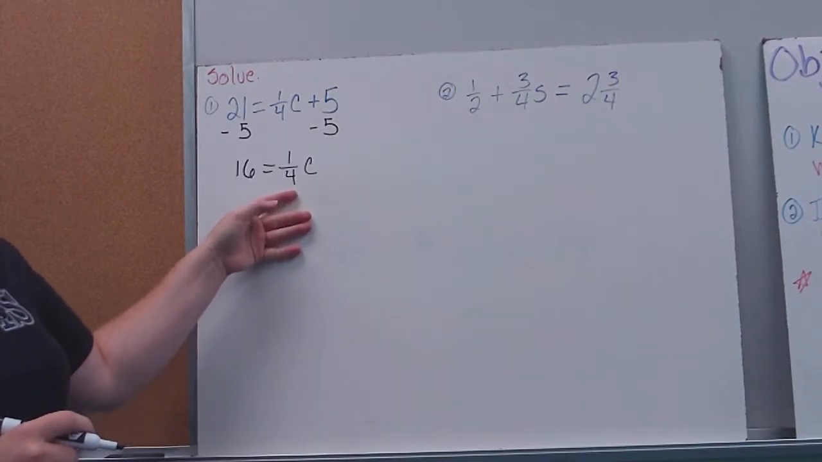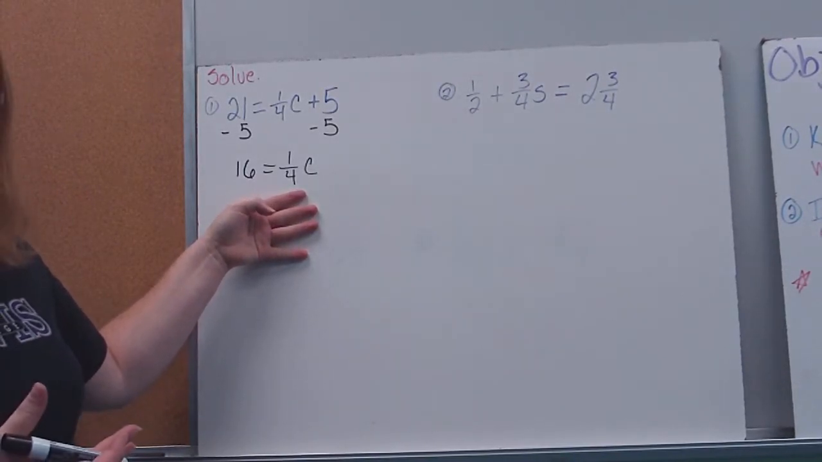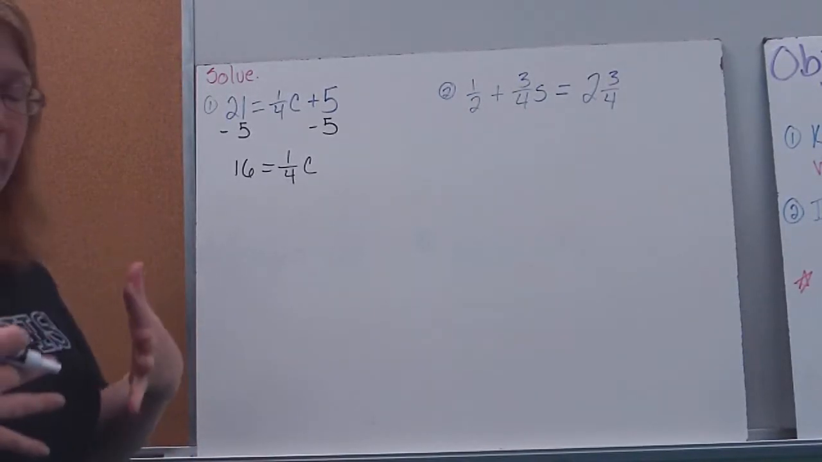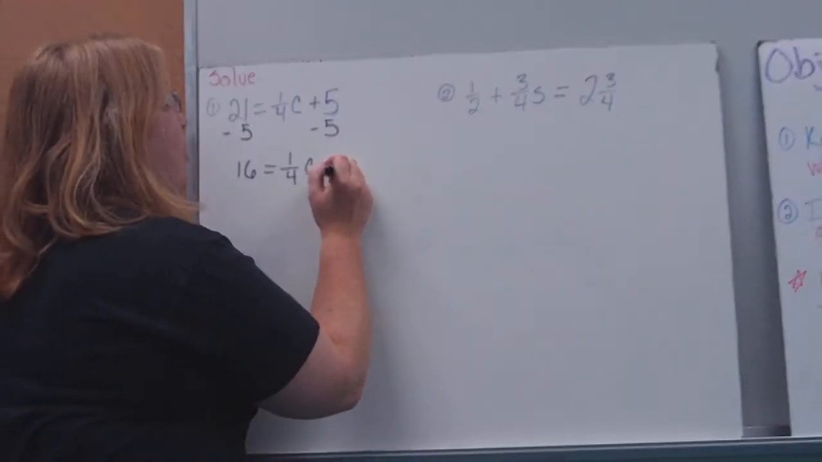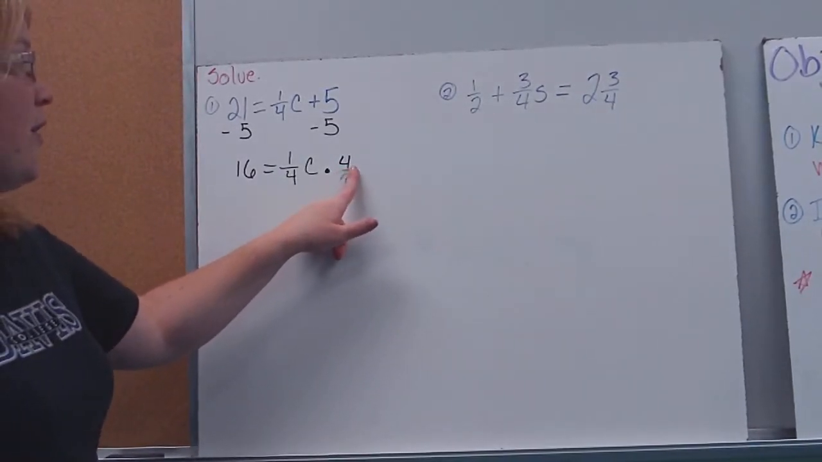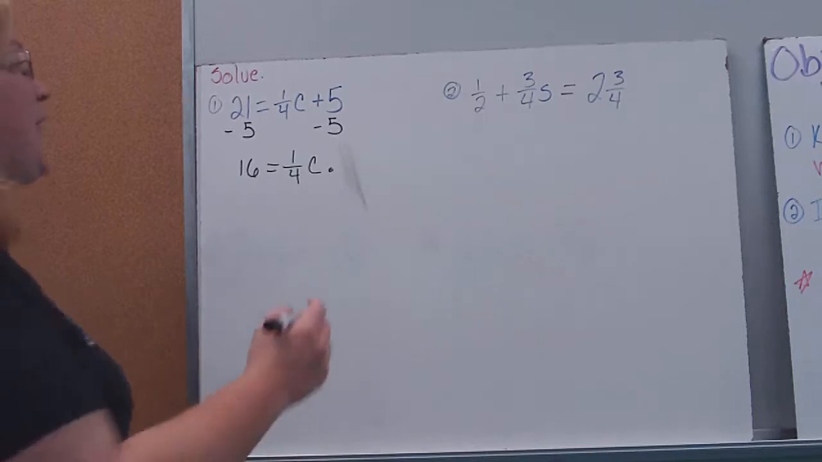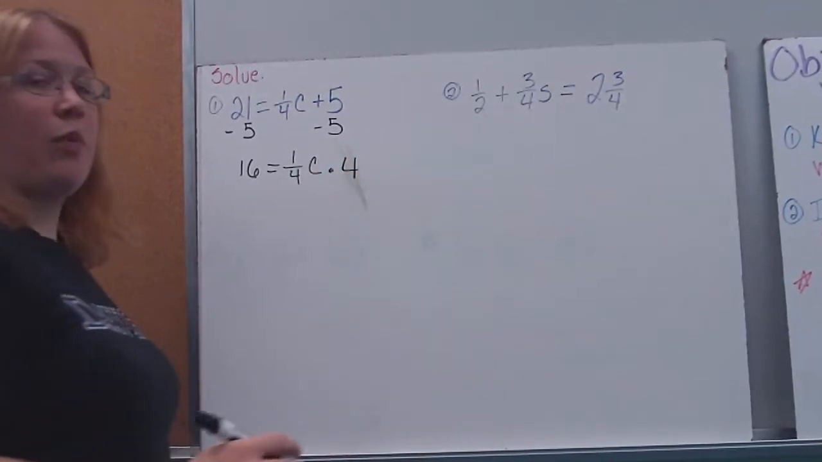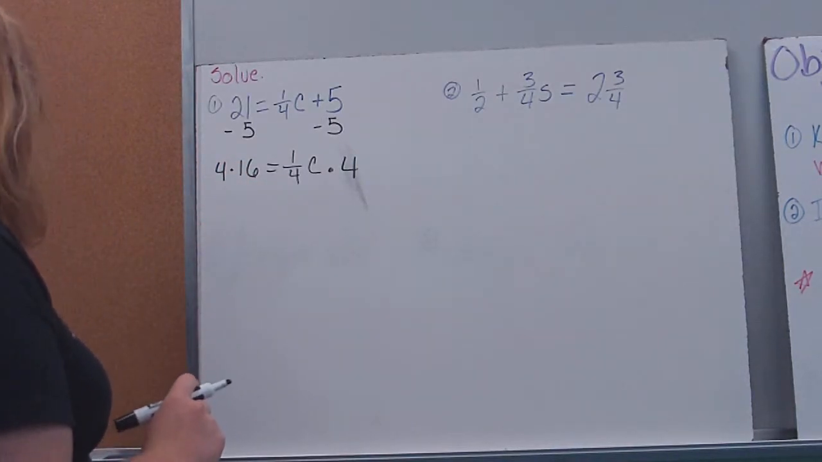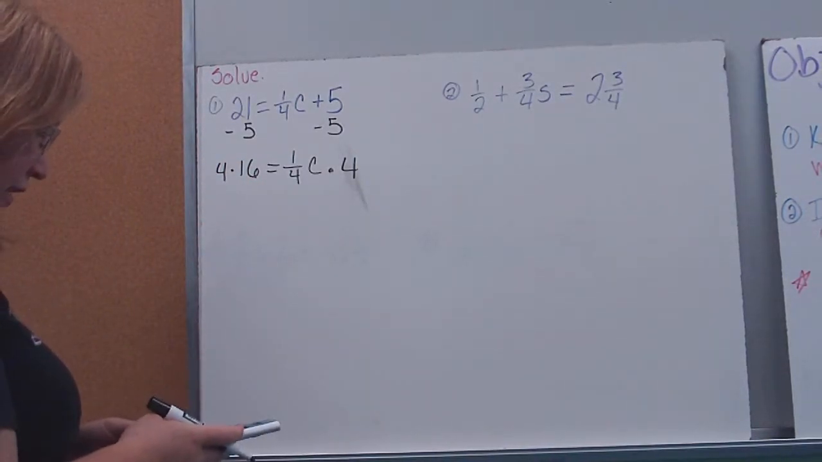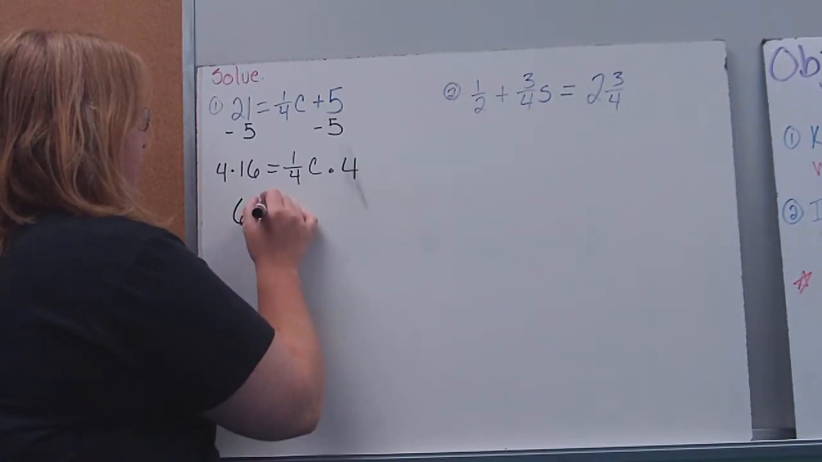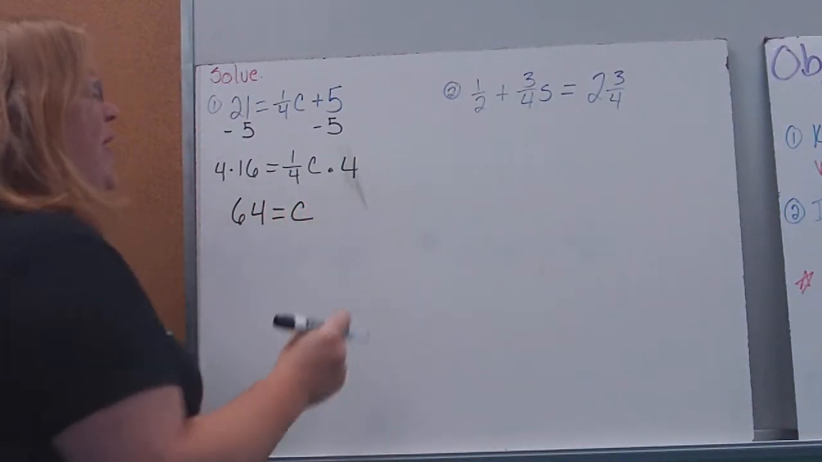Now remember, when we're undoing multiplication, we can divide by 1/4, or we can skip the step of rewriting that and save ourselves the time by multiplying by the inverse, which is 4 over 1 or 4. Remember, anything written over itself is a whole number. So we're multiplying both sides by 4, and for the sake of time, I'm just going to use the calculator. 16 times 4 is 64. So my answer is 64.